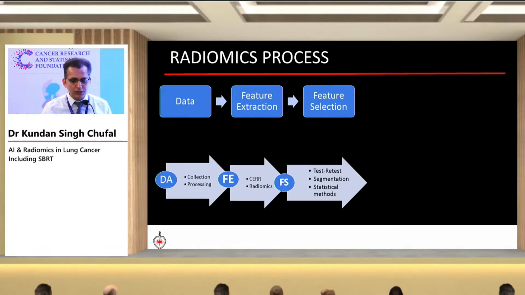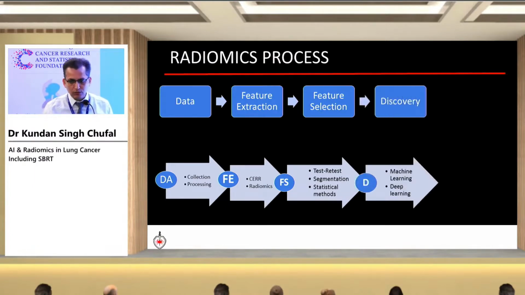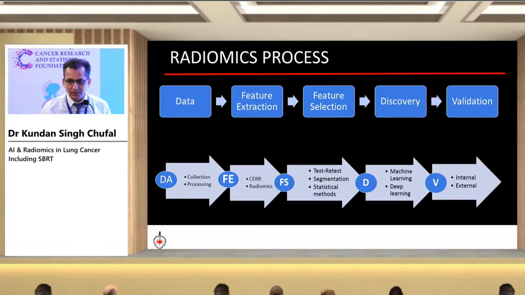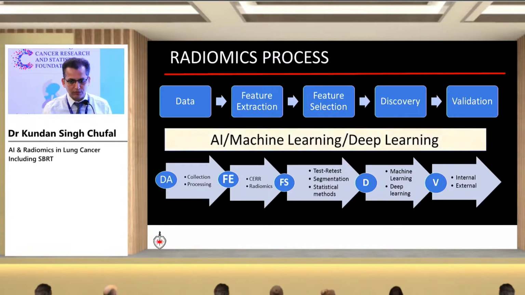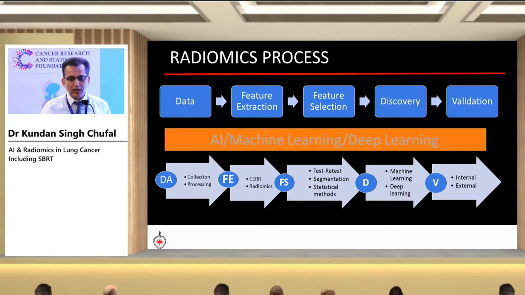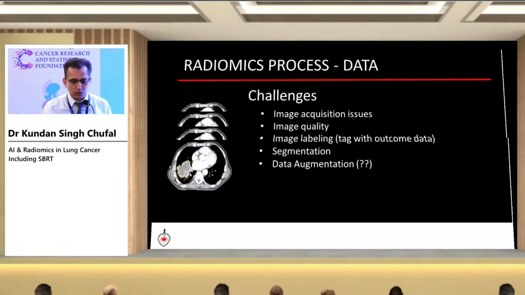Then we do a feature selection, because not all features are important to us. There are special methods for those particular things. And then there is a discovery phase where we apply machine learning and deep learning approaches to make some sense of this data which we have generated from these medical images. And then we do a validation, preferably internal as well as external validation, which is very important when we are developing these models. And AI and machine learning and deep learning can be utilized in this whole process, which can make this process smooth.